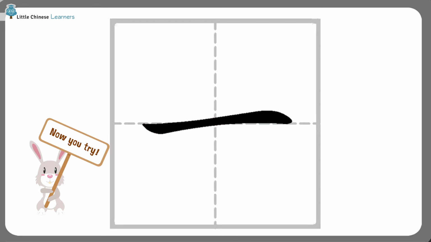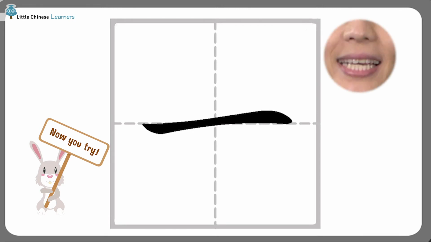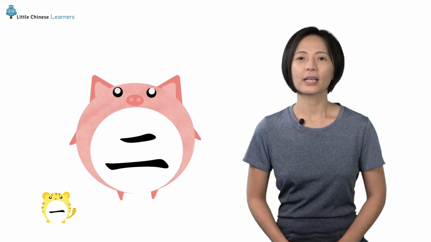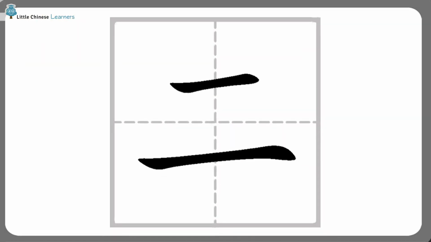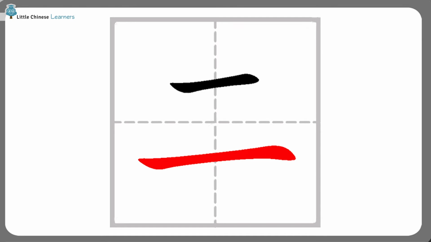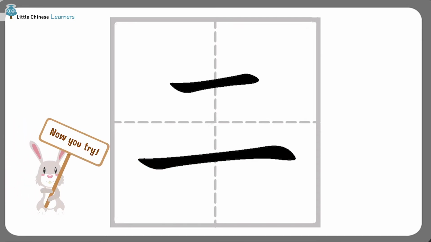When you say one, your mouth is a flat line that looks just like the character. The next number, two, comes with 2 lines, a shorter line on top and a longer one below. We start with the top one from left to right, 左到右. Then we draw a longer line on the bottom, again from left to right, 左到右. Now you try it.